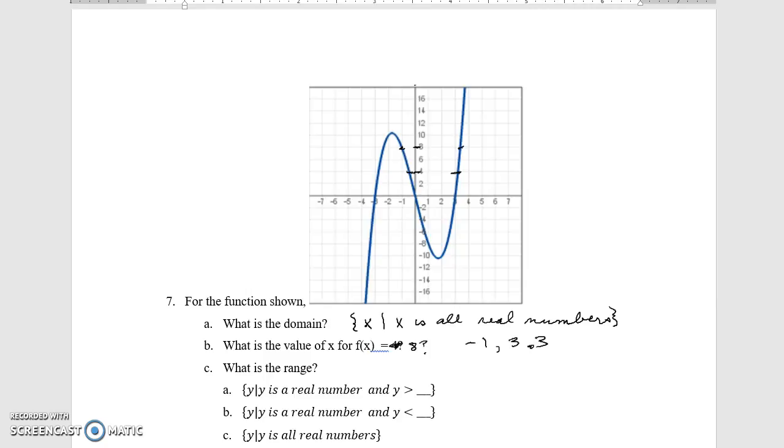What is the range? The range is the values that the graph goes through on y. And since the graph goes from -infinity and then loops around but then goes to positive infinity, y is also all real numbers.